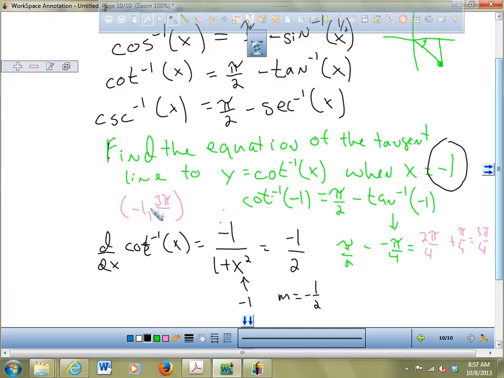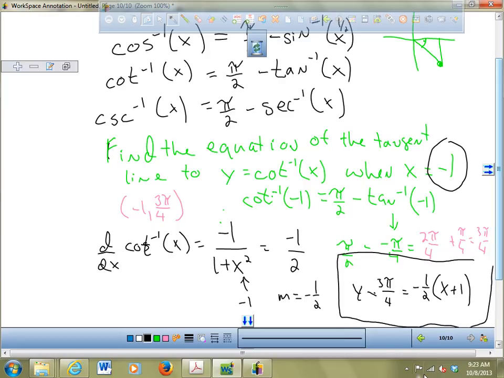And now I have my point, I have my slope. I could write the equation of the tangent line: y minus 3 pi over 4 equals the slope, negative 1/2, times x minus negative 1, which becomes plus 1. And for the normal line, you just flip the slope over and make it positive, right? And that's how you do that.